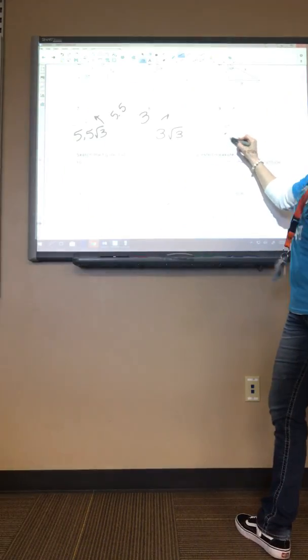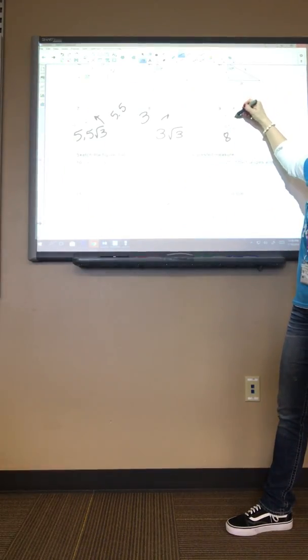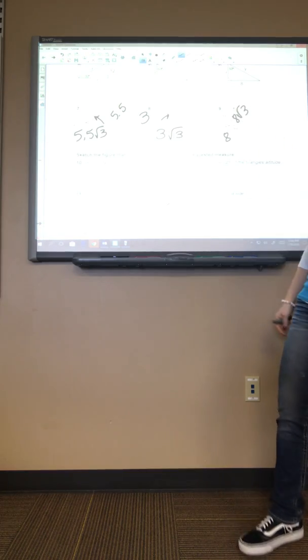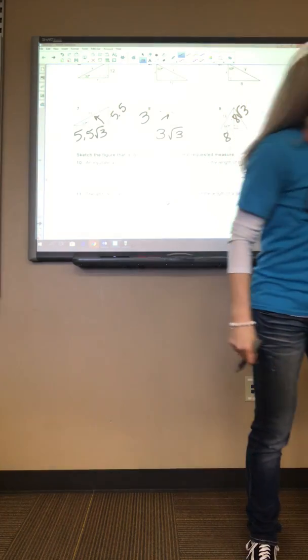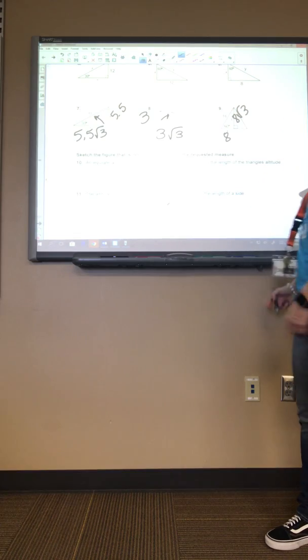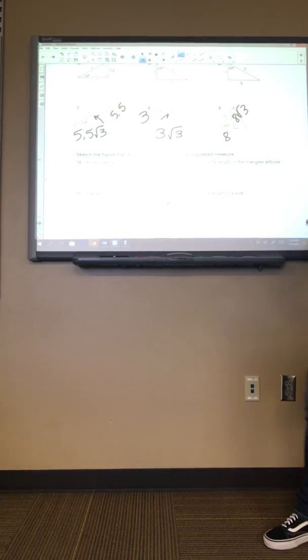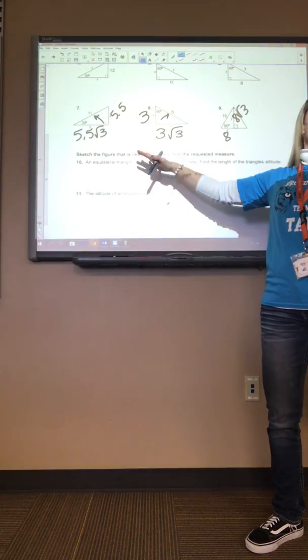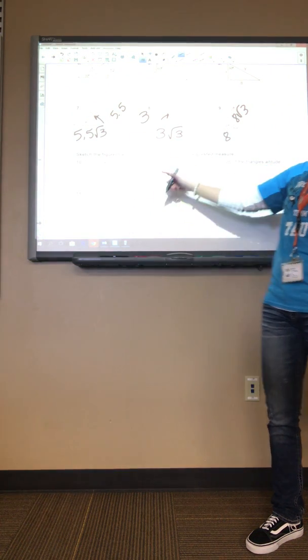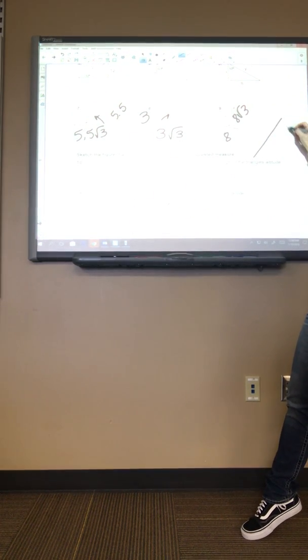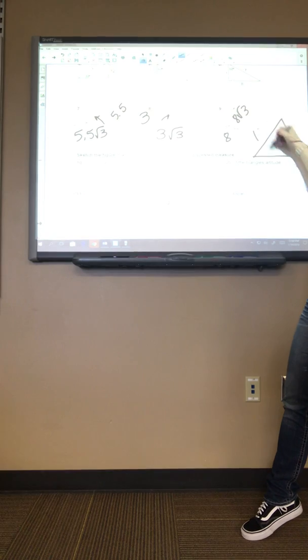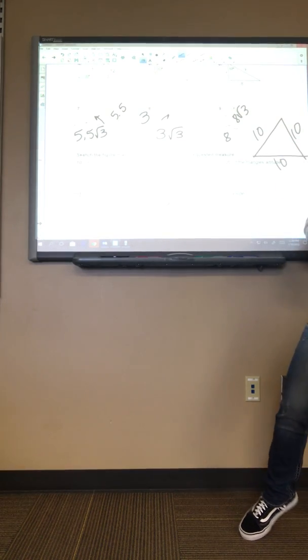What do we know on number 9? 8. So 8 and then 8 radical 3. Okay, we only have 2 problems left. What time is it? Okay, number 10 says an equilateral triangle has sides of length 10. By the way, this is on your test. Problems like this. So 10, 10, 10.